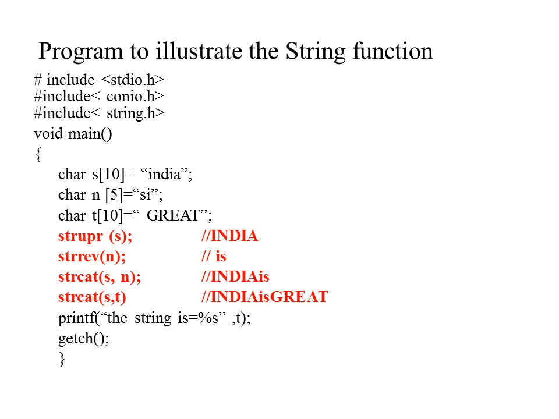Cat is for concatenation. Concatenation means, in short, addition. In s, n, s is the target and n is the source. So all the elements of the source are going to be added into the target, and hence we get the output as INDIA is. Next, now all the elements are available in the target whose name is s, and that is going to be added with another string, that is t. So in short, again we will get INDIA is, and then grad.